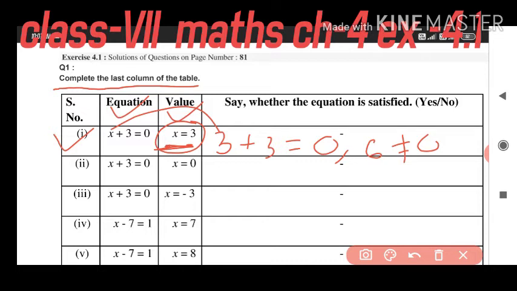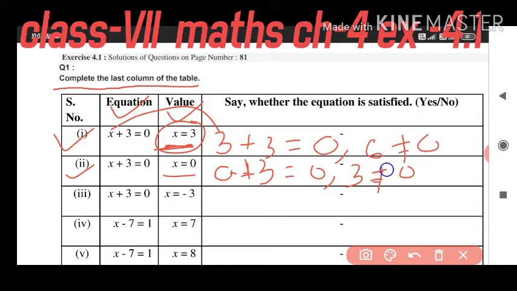Now come to the next. What is given here? x plus 3 is equal to 0 again, and here the x value is 0. Now put the value of x here. 0 plus 3 is equal to 0. But 0 plus 3 is how much? 3, isn't it? So 3 equal to 0. Is 3 equal to 0? No. So what will you write? 3 is not equal to 0.